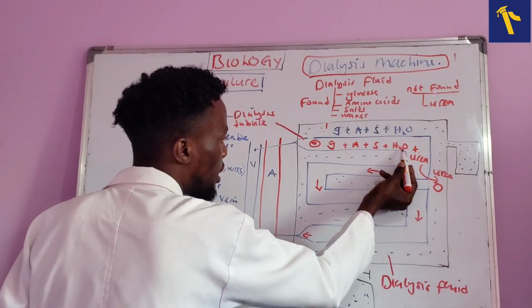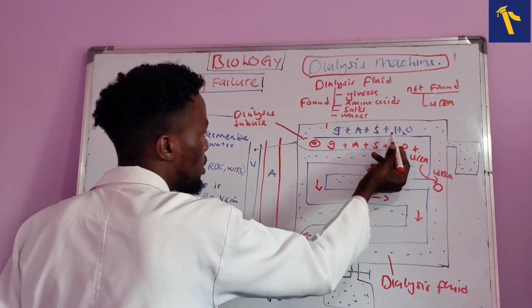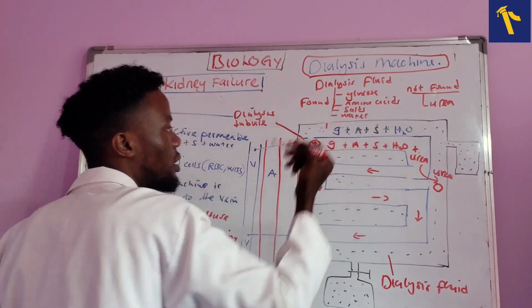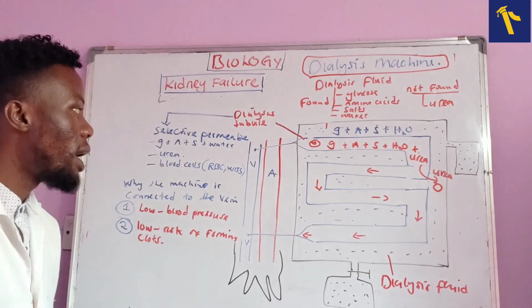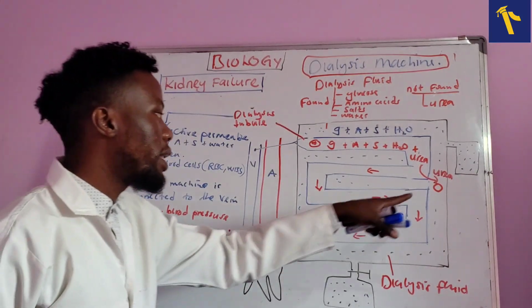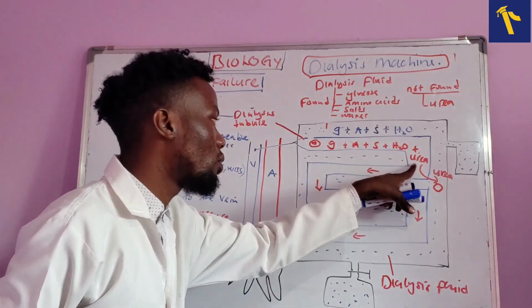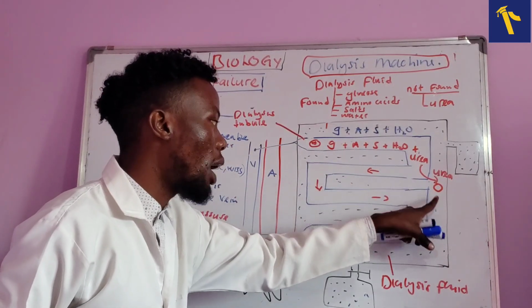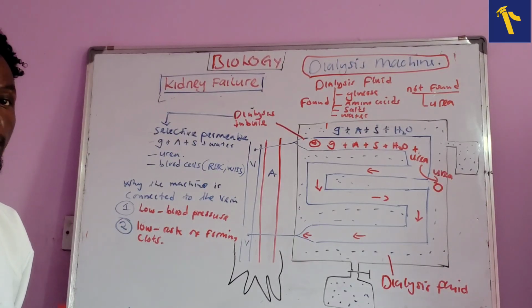Okay, and the reason why these other substances can't pass through this is because in the dialysis fluid there are equal amounts of those substances. But unlike urea, there is no urea in the dialysis fluid, so no wonder it's able to come out of the dialysis tube and go into the dialysis fluid so that it can be removed.